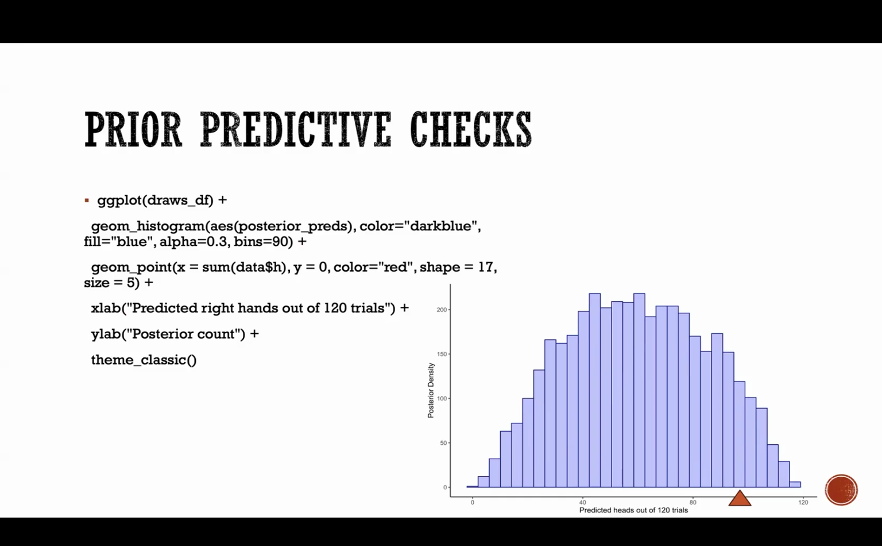Why am I starting with the predictions? I don't know. I should have started with the prior. I think that these are the priors, actually. Yeah, these are the priors. I just wrote something wrong there. I need to update it. We then put a red triangle where the actual value is.